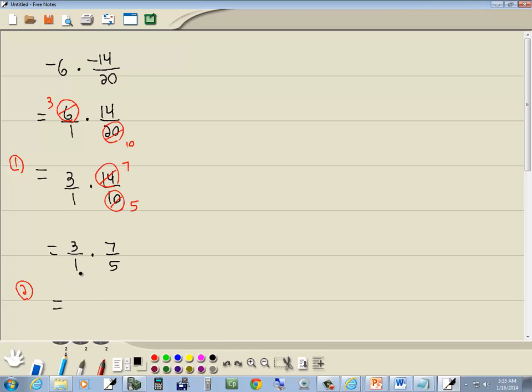So our second step is to multiply the top parts together. 3 times 7 gives you 21. Multiply the bottom parts together. 1 times 5 gives you 5. So our answer is 21/5.